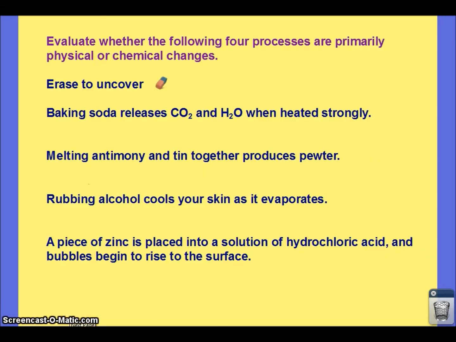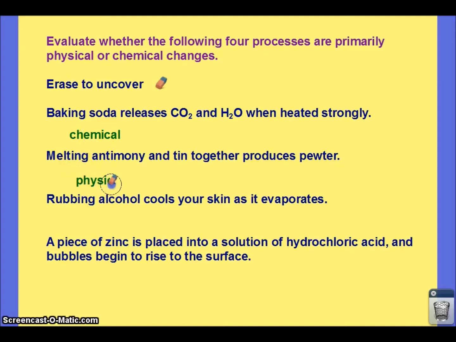Okay, evaluate whether the following four processes are primarily physical or chemical change. Let's use that eraser to check our answers. Baking soda releases carbon dioxide in water when heated strongly. This has to be a chemical change because you have formation of a gas, which is the carbon dioxide. Melting antimony and tin together produces powder. This is a physical change. It is a change in state.